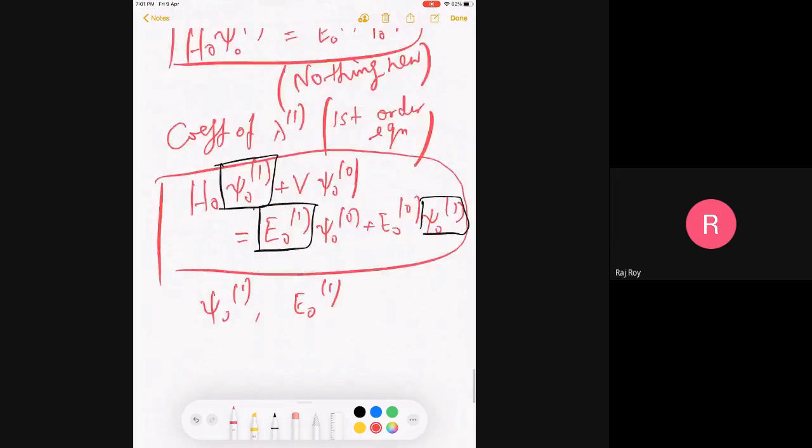But let me write that this is my first order perturbation equation, which I'm going to solve to get whatever I can get from here. Remember, H naught is known, V is known, psi 0 0 is known, E 0 0 is known. These are known. The rest, whatever is in the black, are not known.